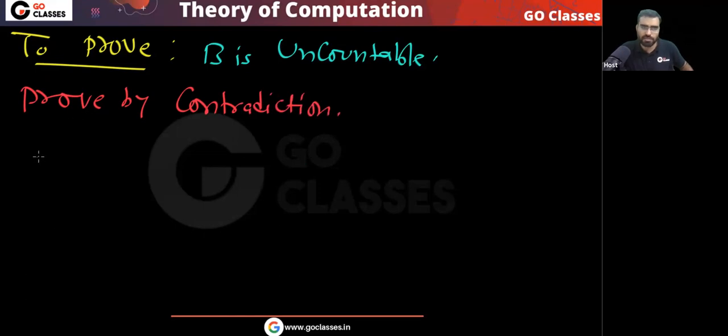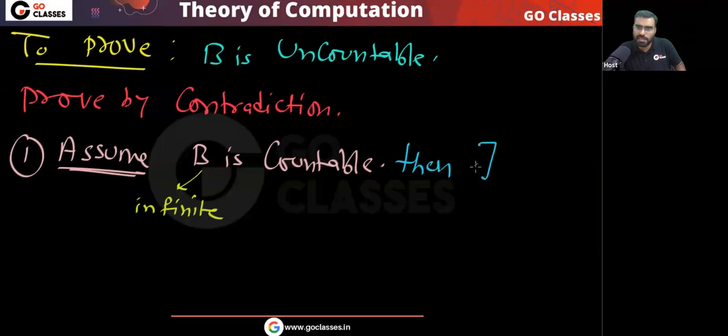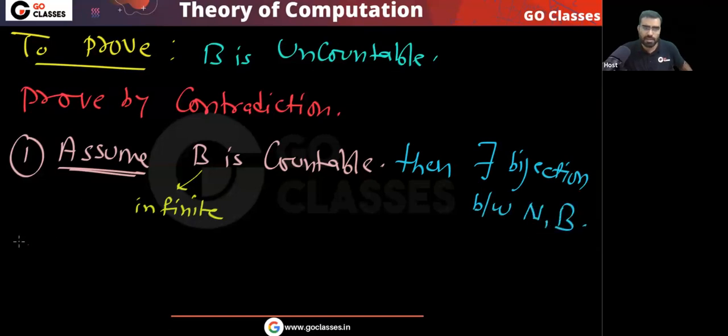Now, what is the first step? First step is assume B is countable. Now, you already know B is infinite. So if B is countable also, then what will happen? Then there exists a bijection. There exists some bijection between N and B.